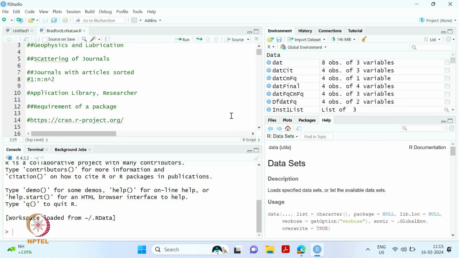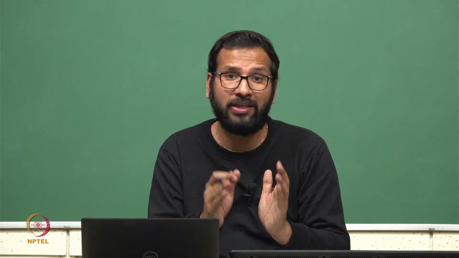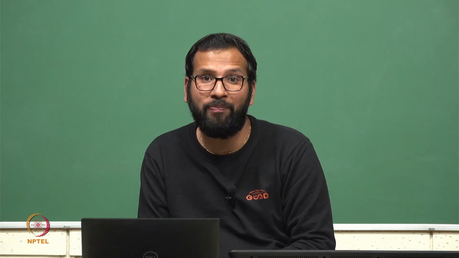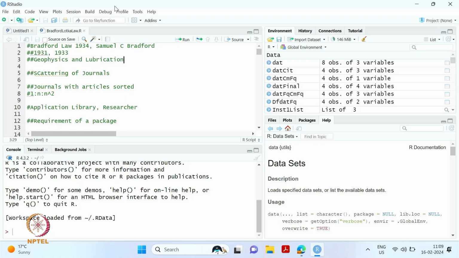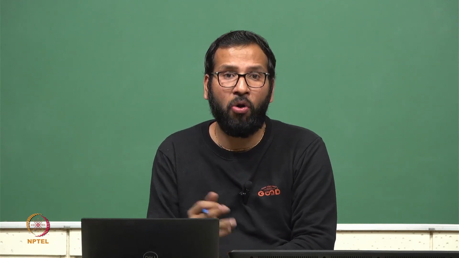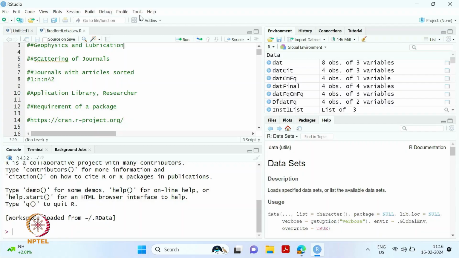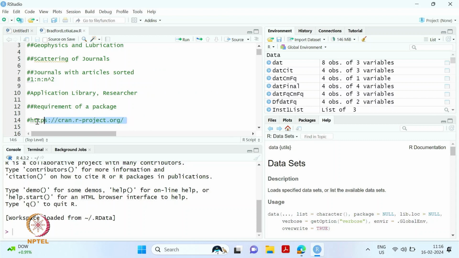For doing Bradford law, we need a package, because we have seen that a lot of calculation has to be done. There is no inbuilt function to do this kind of computation, but we have some packages. That package is bibliometrics. If you don't have the package, you can install it. How will we install the package? Either by calling the command install.packages and writing the name of the package within the brackets, or by going to the GUI tools and installing the package. We can also search for this package at this URL.